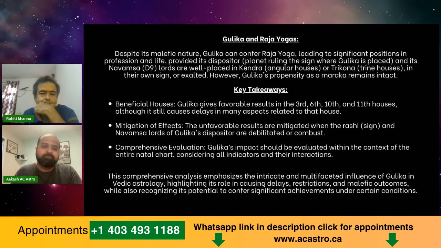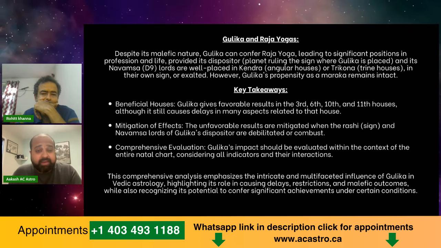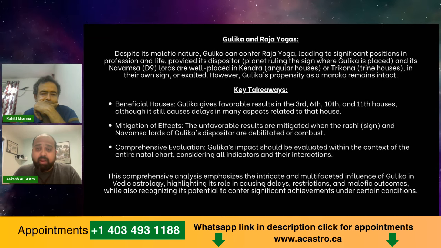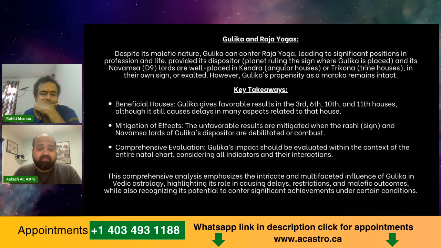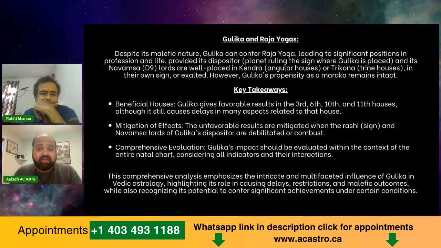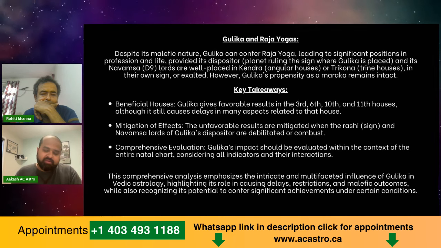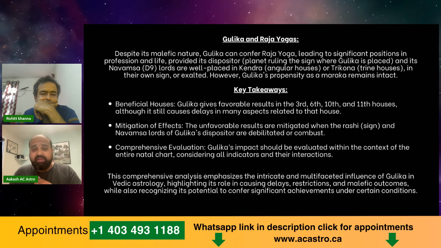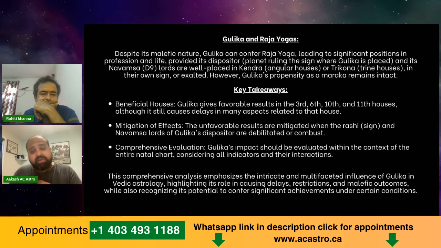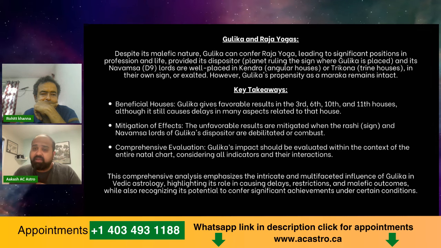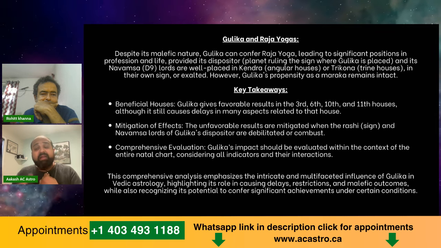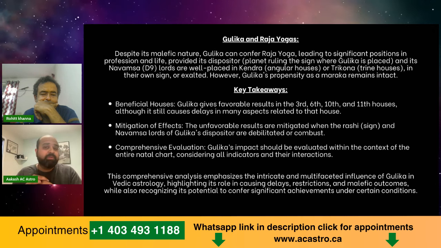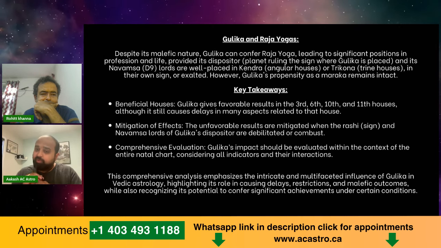you will receive something. On the other hand, the unfavorable results are mitigated when the Rashi sign and Navamsha lords of Gulika's dispositor are debilitated or combust. So, for example, if my Gulika is in my 10th house, and Venus is neither combust nor debilitated, but is sitting in the house of a malefic, and in Navamsha it goes into a trine and becomes exalted, that means Gulika is very positive for me.